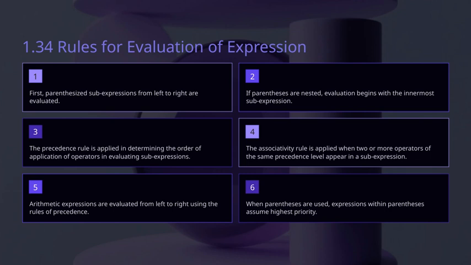The associativity rule also comes into play when we have two or more operators of the same precedence level in a subexpression. This rule helps us decide whether to evaluate from left to right or right to left, depending on the operator. Finally, whenever parentheses are used, the expressions within them are given the highest priority. This overrides other rules, making sure that what's inside those parentheses is evaluated first. All these rules work together to make sure we evaluate expressions correctly and consistently, which is essential for understanding how calculations are performed in programming and mathematics.